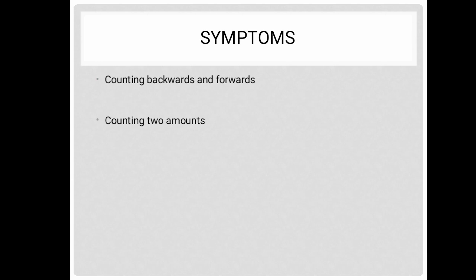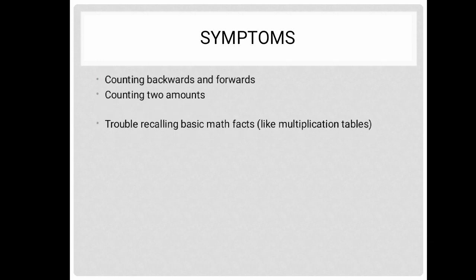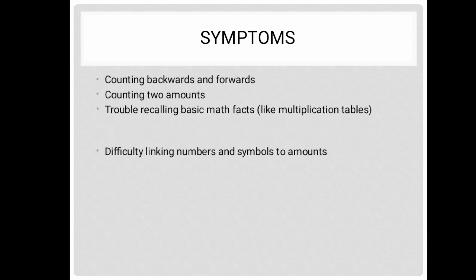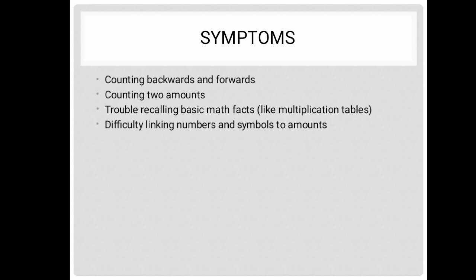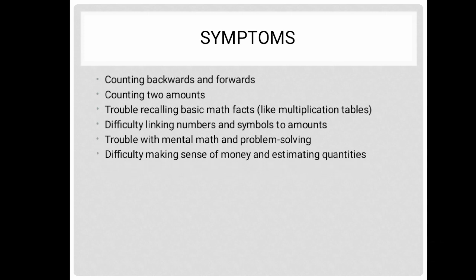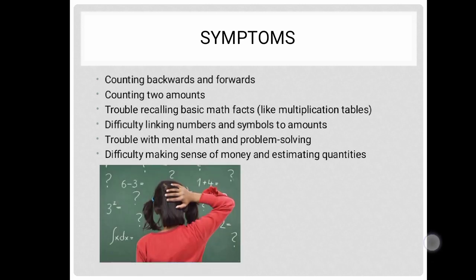Some symptoms of dyscalculia include counting backwards and forwards, counting two amounts, trouble recalling basic math facts like multiplication tables, difficulty linking numbers and symbols to amounts, trouble with mental math and problem solving, and difficulty making sense of money and estimating quantities.